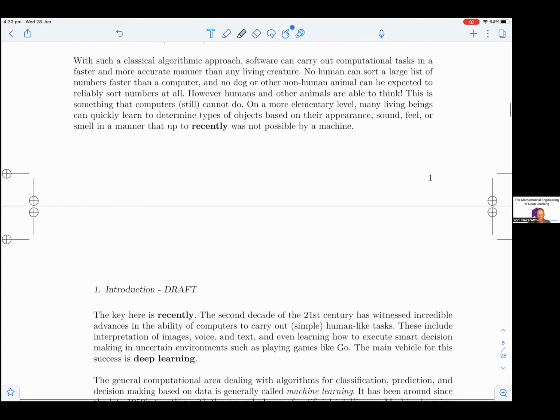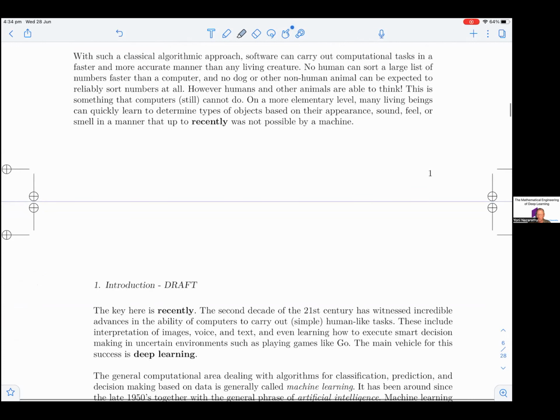With such a classical algorithmic approach, software can carry out computational tasks in a faster and more accurate manner than any living creature. No human can sort a large list of numbers faster than a computer, and no dog or other non-human animal can be expected to reliably sort numbers at all. However, humans and other animals are able to think. This is something that computers still cannot do.